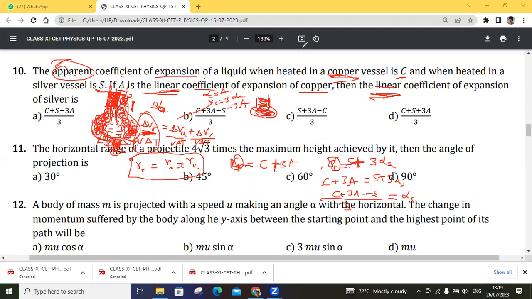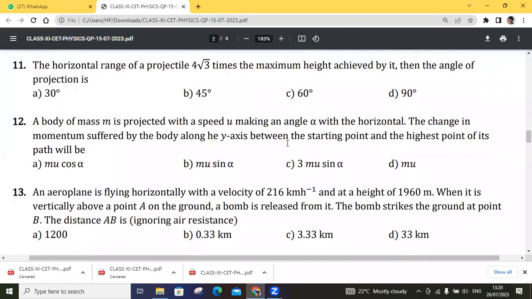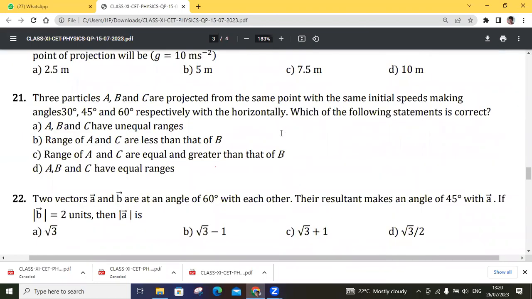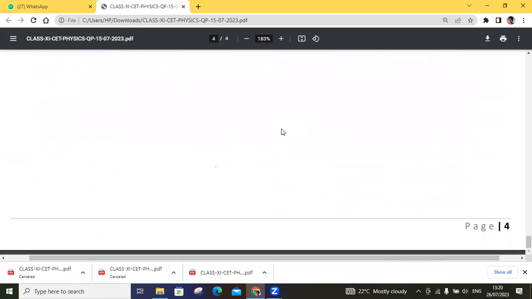Okay. Moving to the next question. What is the next question? 11th, horizontal range was projected. Okay, all these are kinematics. So we'll stop it here. If you have any questions, you can ask later.